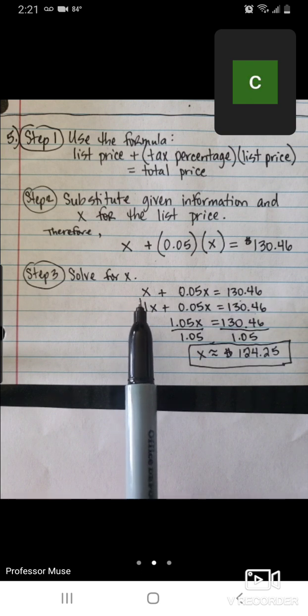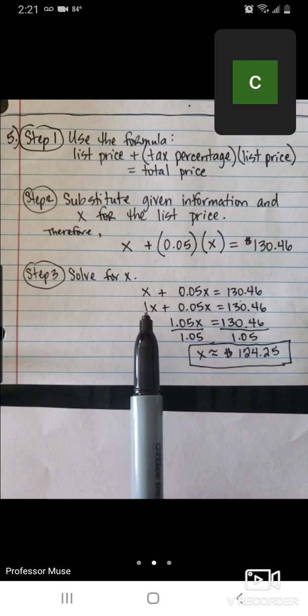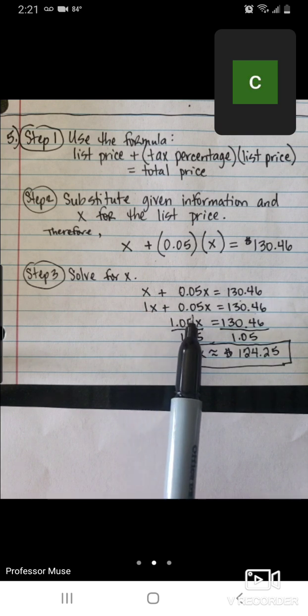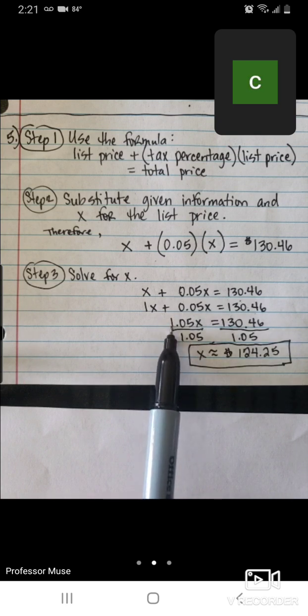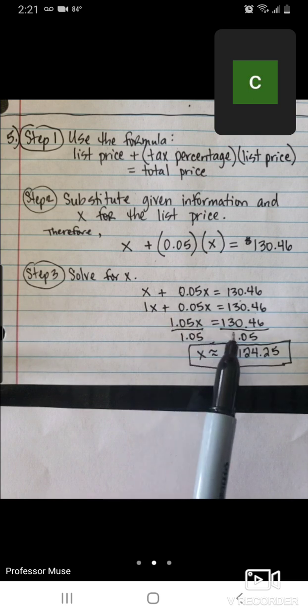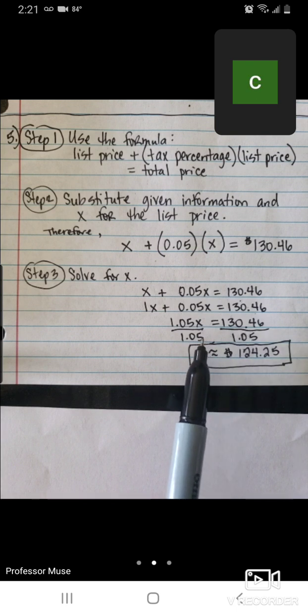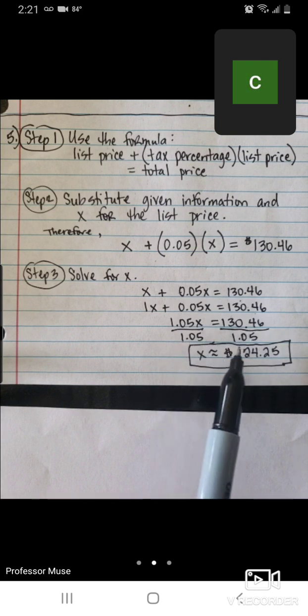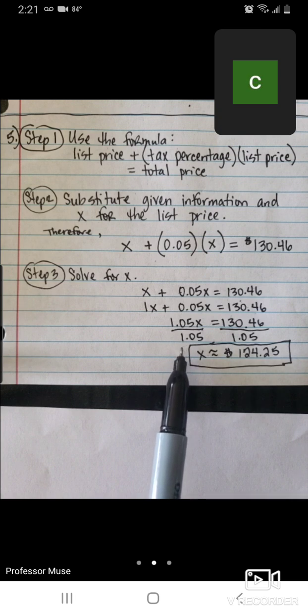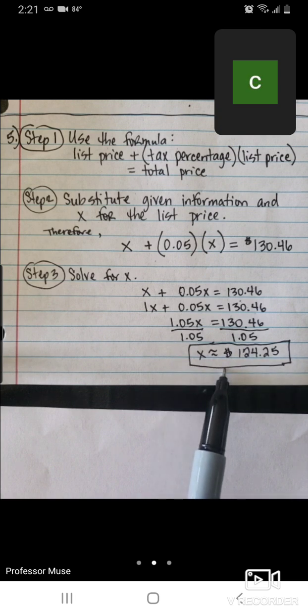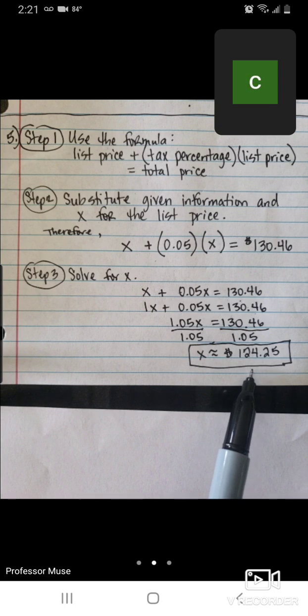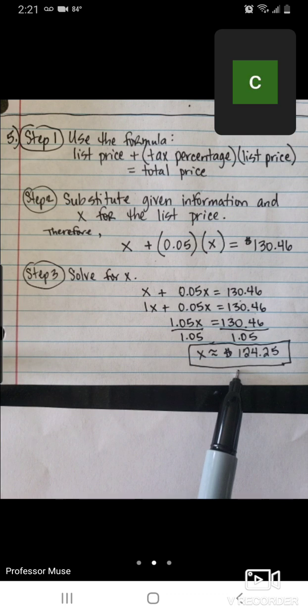Okay? Remember, if you don't see a coefficient in front of X, it's understood to be what? 1, right? So we have 1x plus 0.05x, and we're going to combine the like terms. When we combine them, we get 1.05x equals the total price. We're going to continue to solve for x by dividing both sides by 1.05 to get a final answer of $124.25. So the original list price before the tax of the boots was $124.25.